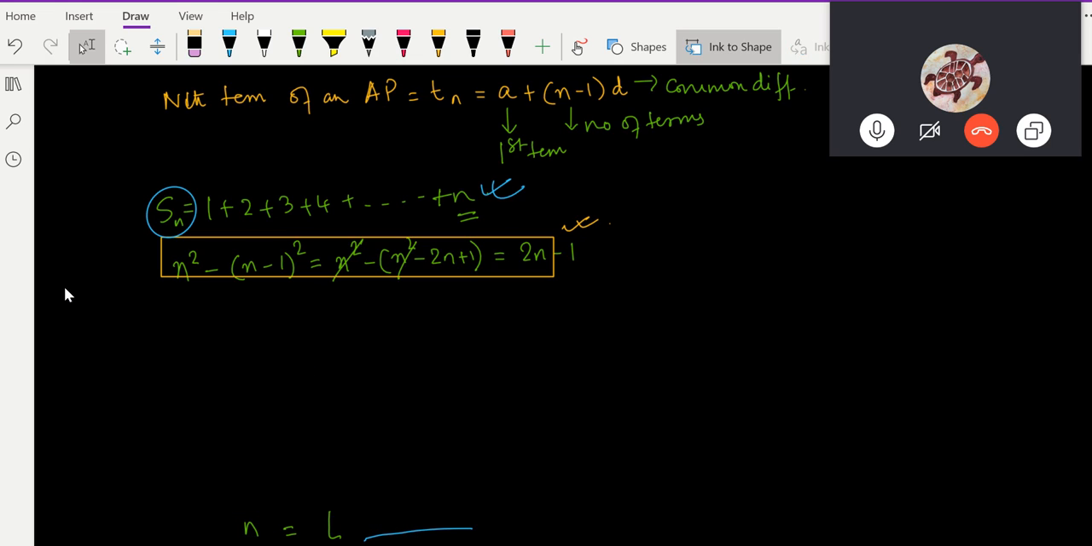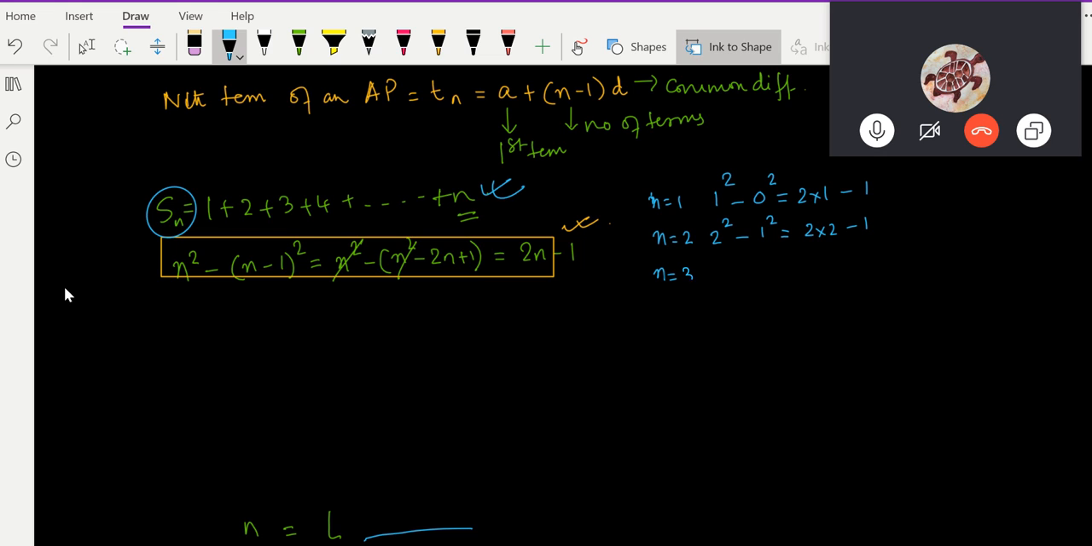So what did I do? I got this identity that n square minus n minus 1 whole square is equal to 2n minus 1, right? So from this, I can put the values of n equal to 1. If I put n equal to 1, then this becomes 1 square minus 0 square is equal to 2 into 1 minus 1. n equal to 2: this becomes 2 square minus 1 square is equal to 2 into 2 minus 1.